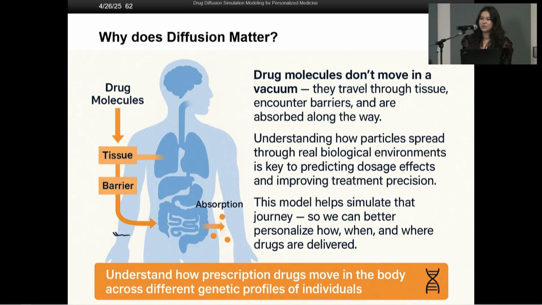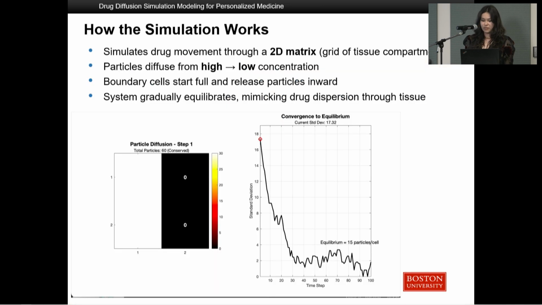Drugs don't just appear at their target sites, they have to travel through the tissue to get there. They do this through a process called diffusion, where particles move from areas of high concentration to areas of low concentration. But the body isn't just an empty space, there's stuff in it. As molecules move, they hit barriers like membranes or get absorbed by organs. These barriers behave differently depending on a person's biology, tissue geometry, health status, and genetic factors, which is exactly what my model simulates. So I represent the tissue as a 2D grid.